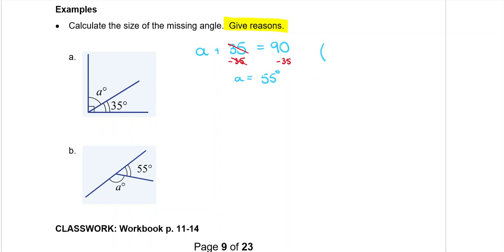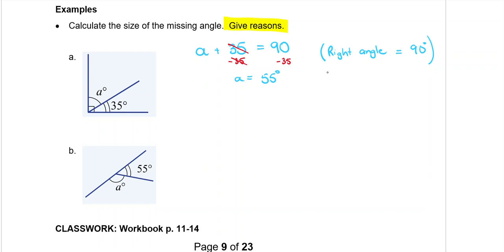Now, to give the reason, we put that in brackets over on the right-hand side. The reason has two parts. The first part is that you want to name the shape that you've been given, and this shape was a right angle. So we say right angle. Now, you can write the word angle, like this: right angle equals 90 degrees. The second part is what it means. We want the name and what it means.